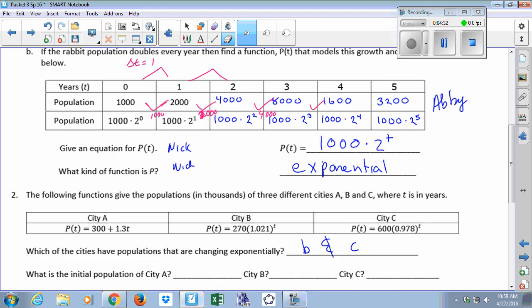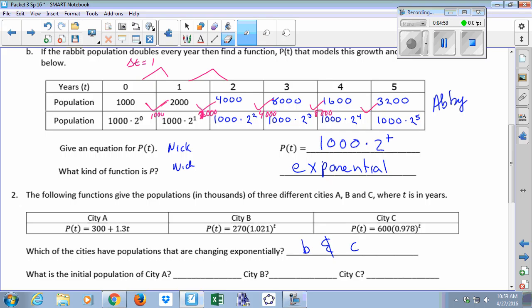In fact, what's staying the same is the ratio between the two populations, consecutive populations. So 2,000 and 1,000 is the number 2. It's a constant ratio. It's a constant factor, a constant percentage. That's 100% growth. 4,000 to 2,000 is 2.